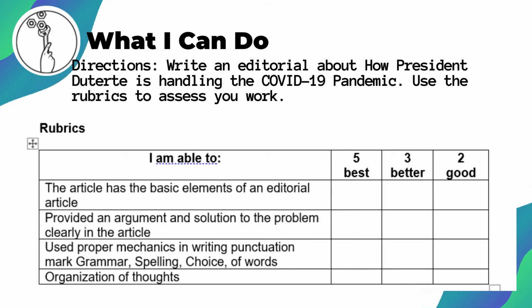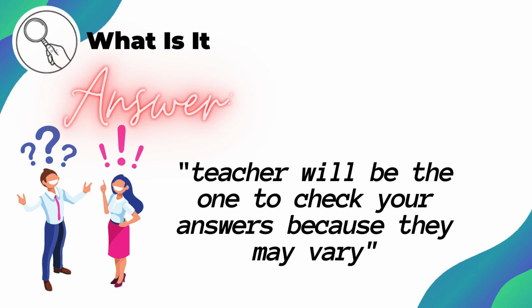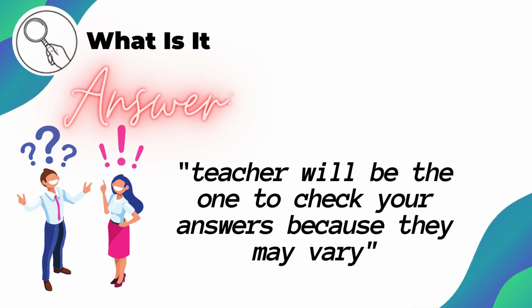5 as best, 3 better, and 2 good. Use proper mechanics in writing: punctuation mark, grammar, spelling, and choice of words. And last, organization of thoughts. You may pause this video to write your editorial. Very good. Your teacher will be the only one to check your answers because they may vary.